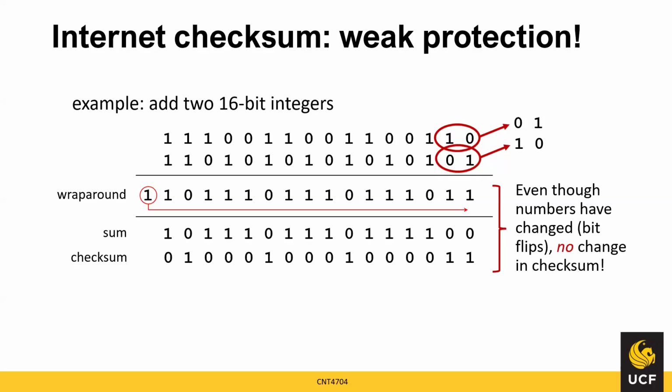Then we would do the wraparound if we have a one that is carried to reach that final 16 bits. And then we have the sum and the checksum, which is the opposite of the sum, where we flip all the zeros into ones. But here's the problem: when you add these corrupted numbers, the +1 from the first flip and the -1 from the second flip cancel out. So the total sum does not change. To the receiver, it looks like there is nothing wrong, but in reality, two bits got changed.